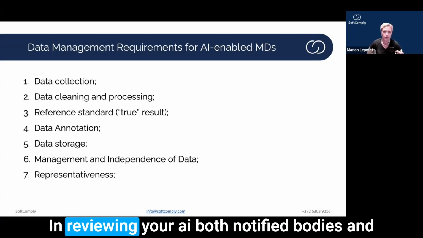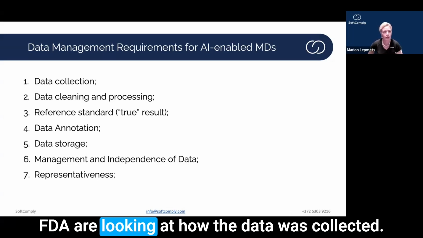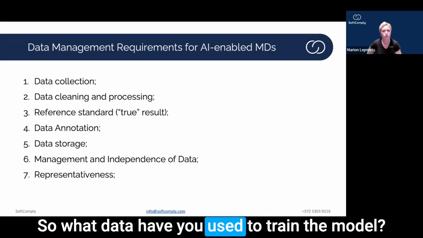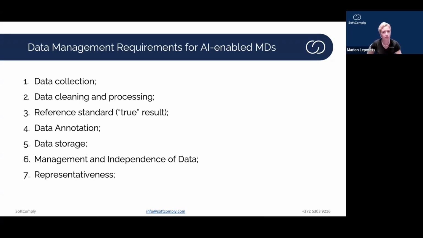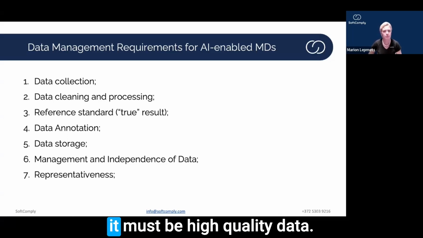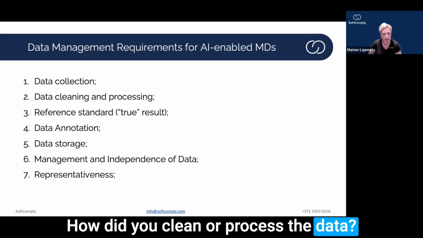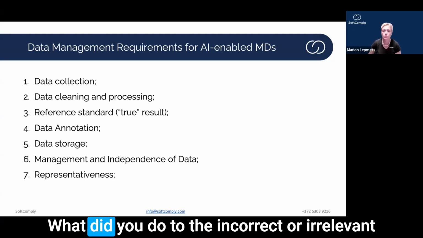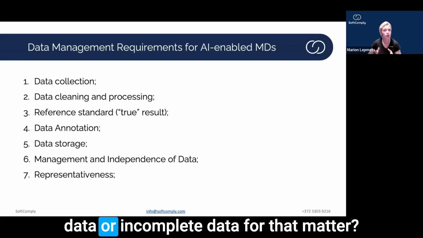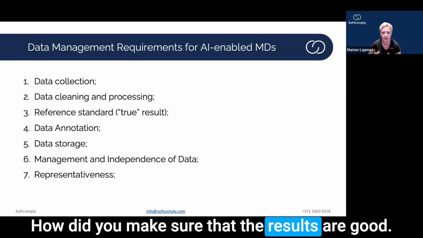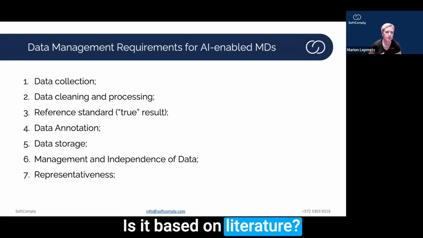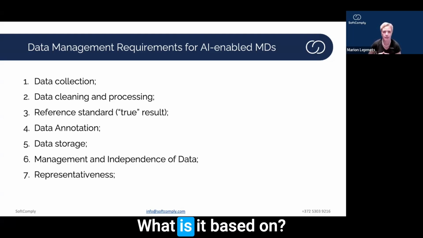In reviewing your AI, both notified bodies and FDA are looking at how the data was collected. So what data have you used to train the model? Data must come from good sources. It must be high quality data. How did you clean or process the data? Did you remove duplicates? What did you do to the incorrect or irrelevant data or incomplete data for that matter? Where did you make sure that the results are good? Is it based on literature? Is it based on human assessment? What is it based on?